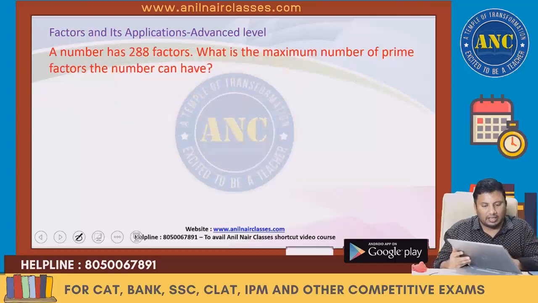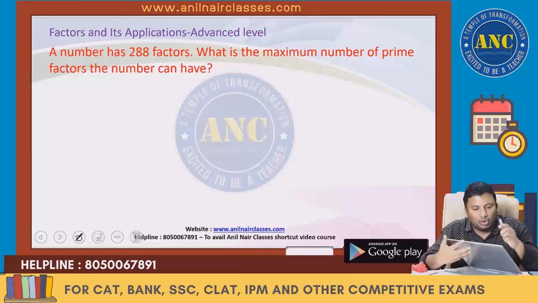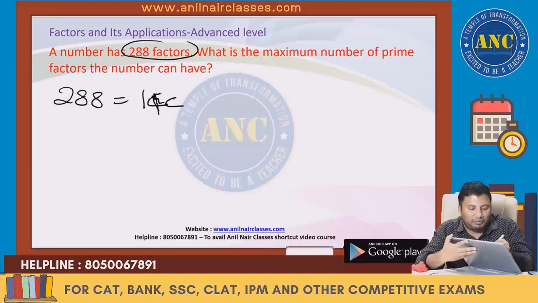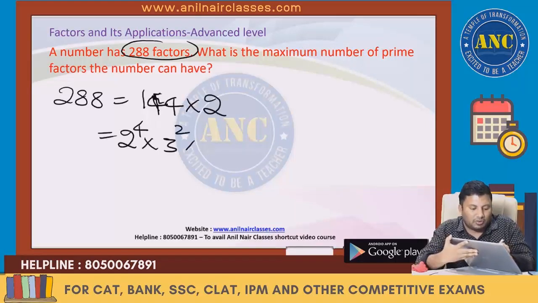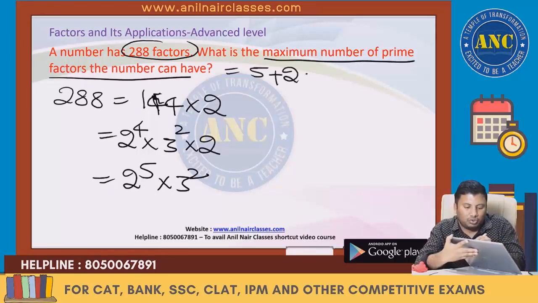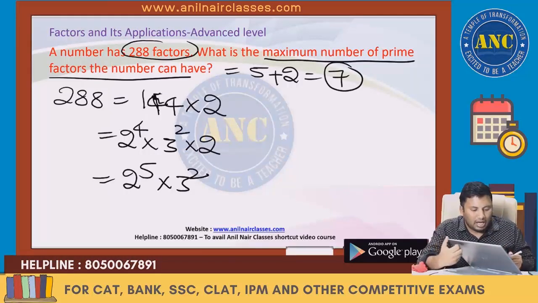I hope it is clear. Next one, please write down. A number has 288 factors. 288 is 144 into 2. This is 2 power 4 into 3 square into 2, which is 2 power 5 into 3 power 2. Maximum number of prime factors is nothing but 5 plus 2. Answer is 7.